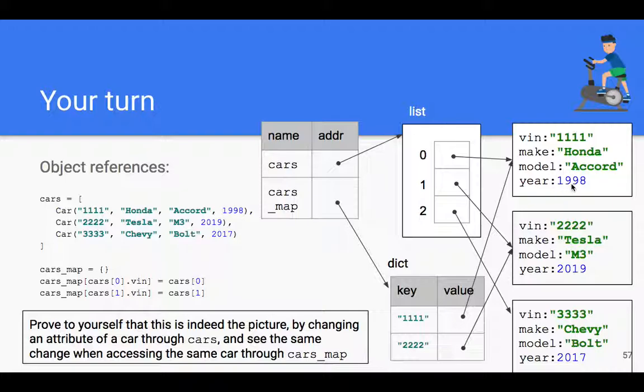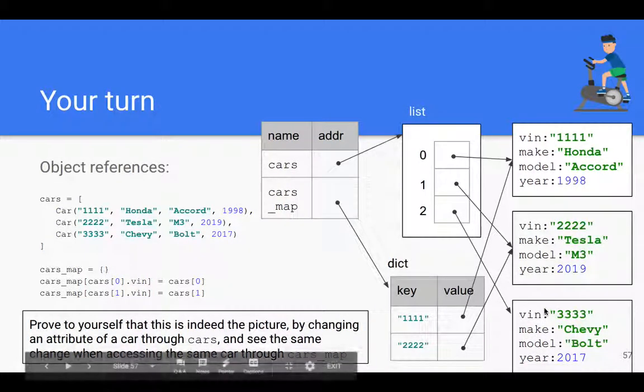Then you go through cars map to get to the same object, and hopefully, if you've done everything correctly, you should see that the attribute, the year, is the new value that you just changed when you went through the cars list. Okay, so pause the video, give that a try. It's very important that you can prove to yourself, that you're convinced, that this is indeed the picture.